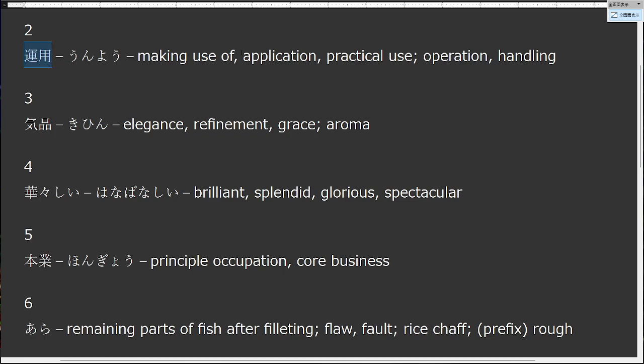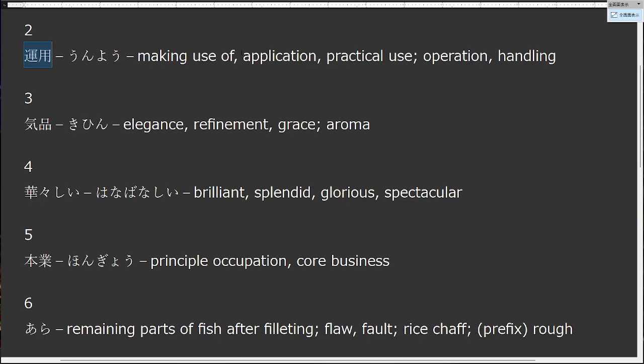Un really just means to carry, but it's used in the word for exercise. Undo was the first word I learned with this kanji in it, so exercise sticks in my mind. But unyo is advancing the use of or putting into use. Unyo desu. Unyo is making use of. Unyo is putting into use.